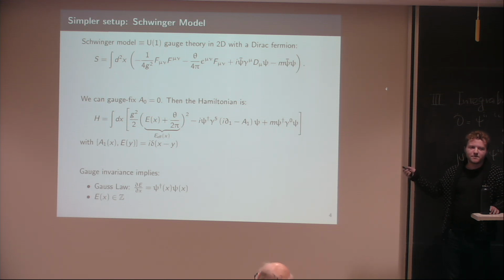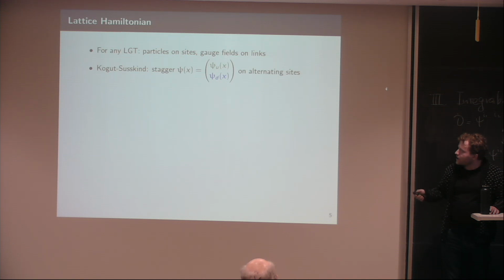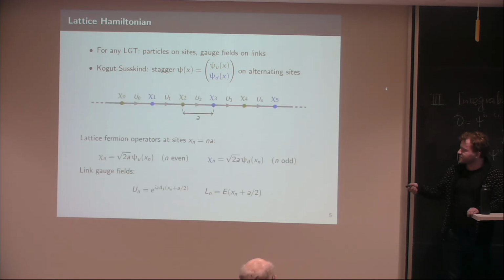So let's take this Hamiltonian now and discretize it. What we're going to do is follow this Kogut-Susskind prescription, where on the sites we're going to have the particles as always, and the staggering prescription is that we'll take the upper chiral component and put it on even sites, and the lower chiral component and put it on odd sites. That's how we spread out the degrees of freedom of the fermion. And on the links, as always, live the gauge fields.